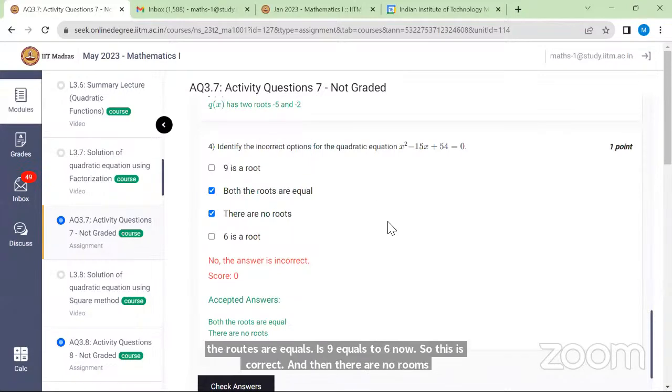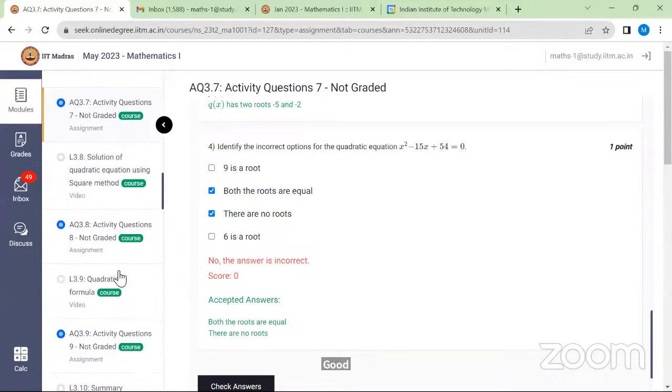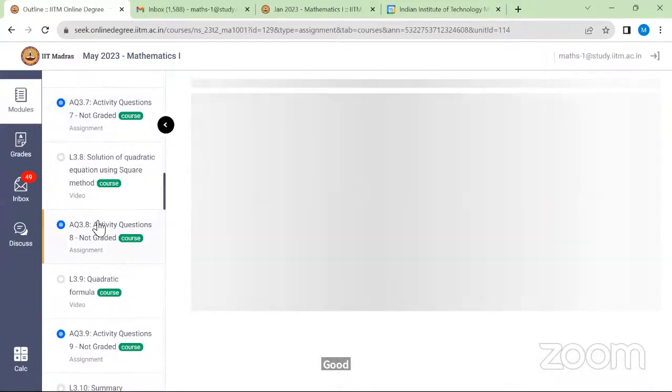So what's the issue for this question? I don't think there's any issue in this question, right? Okay, sir. Sorry, sir, I didn't read "incorrect". Okay. Let's move to the point 8, right?